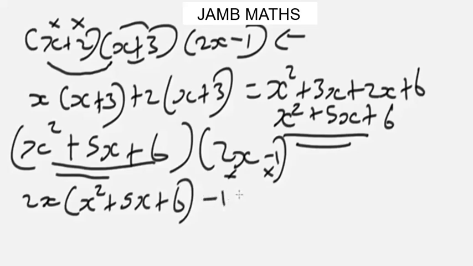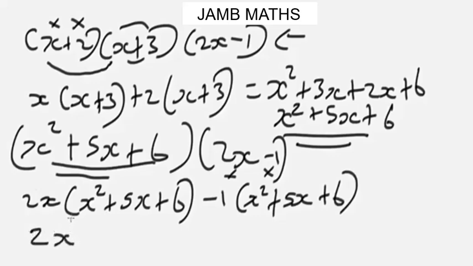Alright, then we have -1 in bracket x squared plus 5x plus 6. Okay, so when you simplify, you're going to have 2x times x squared give us 2x cubed. 2x times 5x will give us plus 10x squared. Alright, 2x times 6 will give us plus 12x.